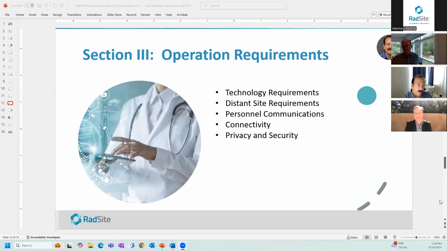And also, I want to emphasize that there's not one particular technical solution. There could be a wide variety of technical solutions that would allow the functionality that would be required for safe and efficacious operation as well.